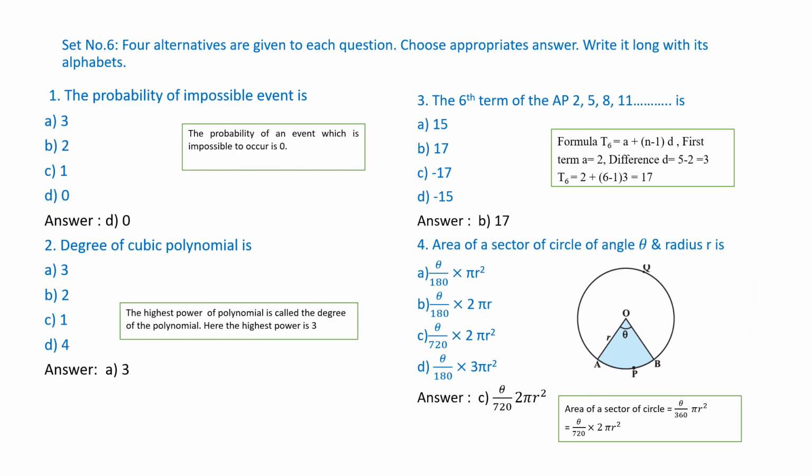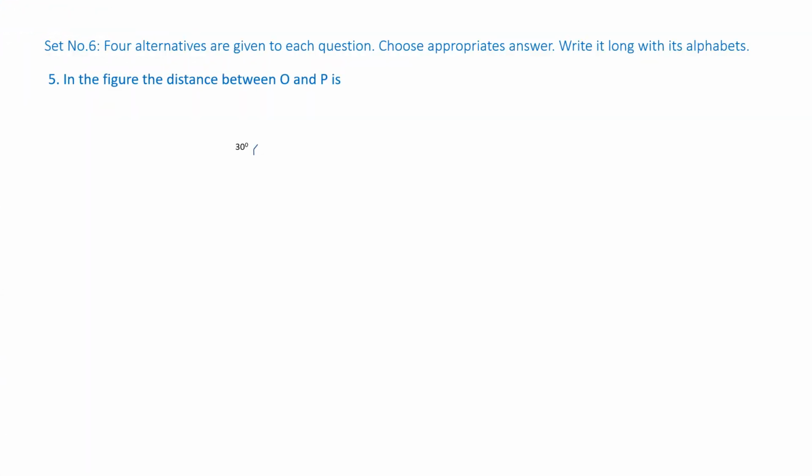Now let us take up question number 5. In the figure, the distance between O and P is: option A 3 root 2, option B root 2, option C root 3, option D 2 root 3. Let us see the figure. The given figure is here. Here you see Q, O, P. O and P distance we have to find out, but Q and P distance is given as 2, and this is the angle 30. This is the given figure.